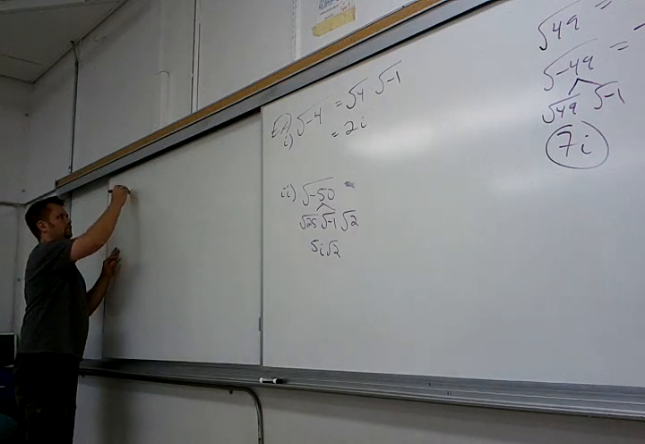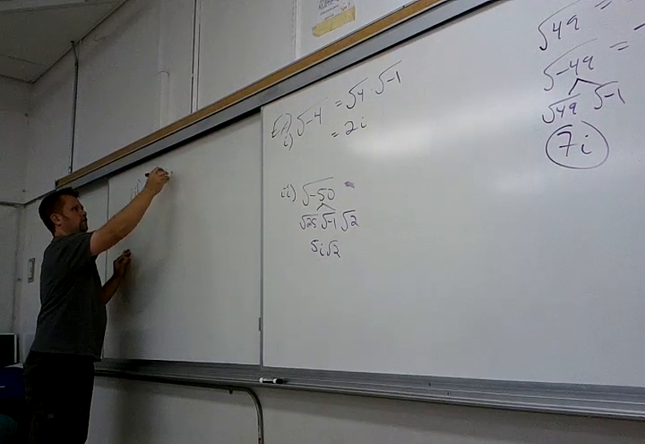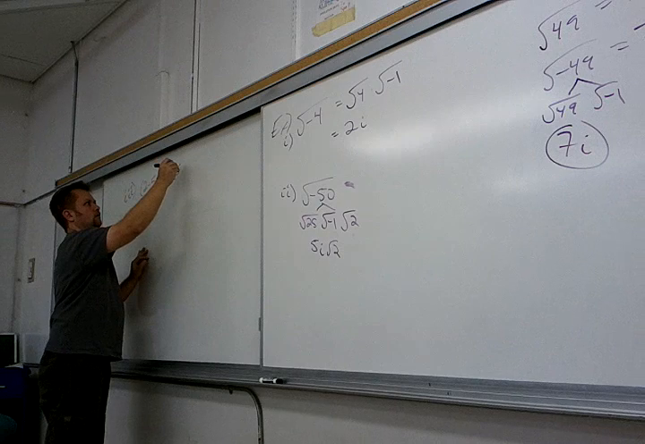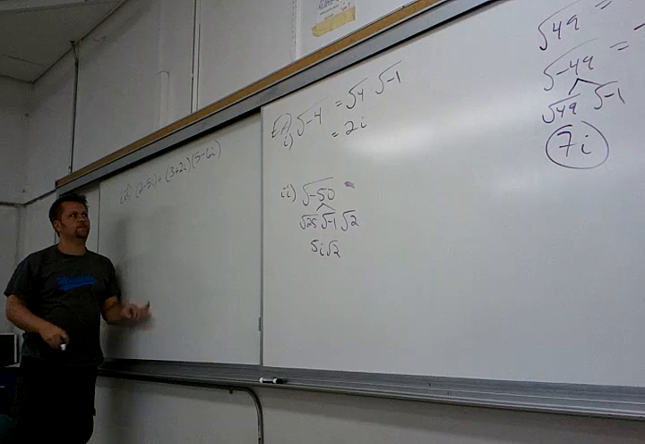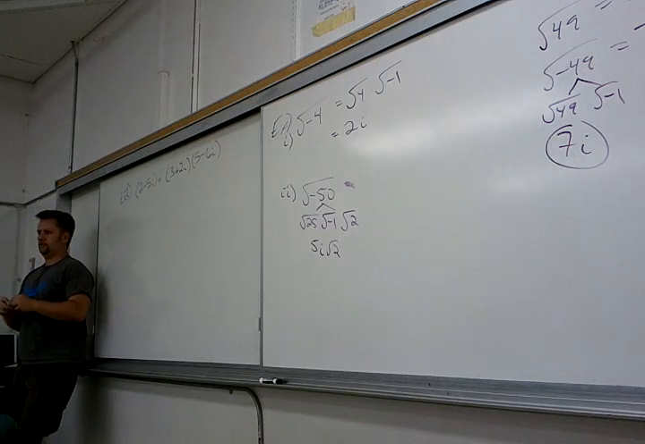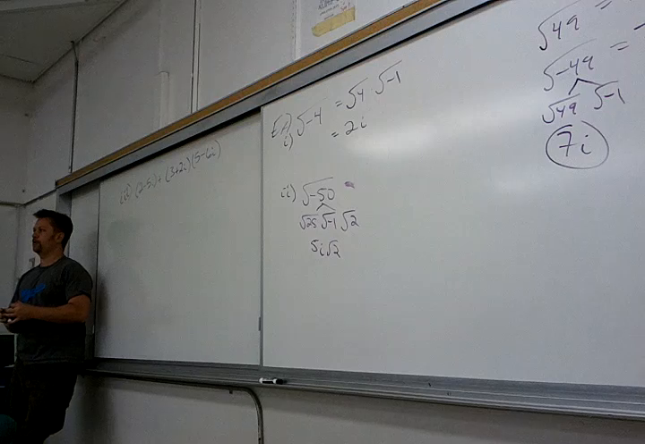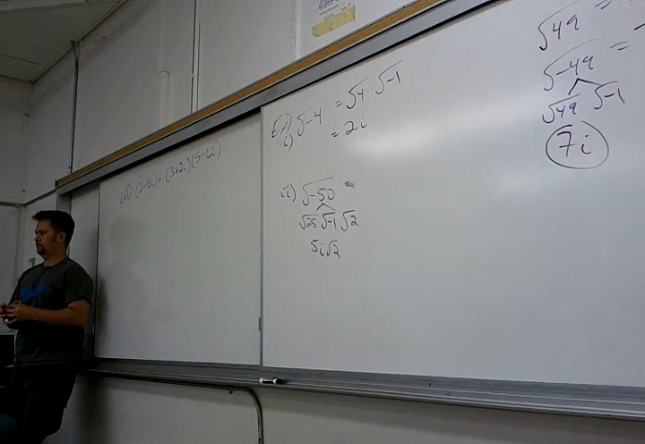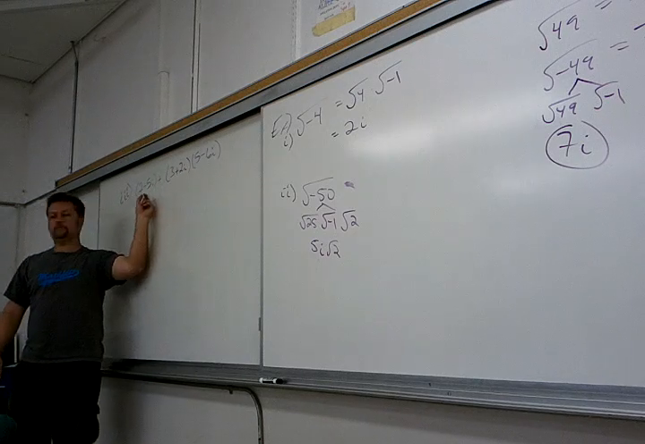Try this one. Order of operations. Complex numbers have to follow order of operations also. You can't do what you want. You've got to multiply first before you add, right? We know that.